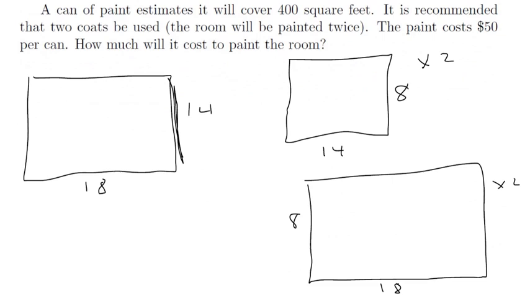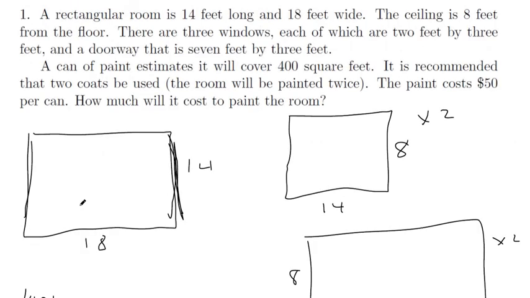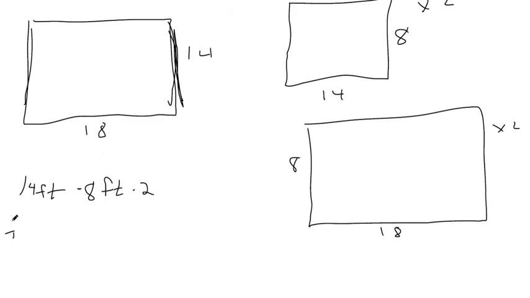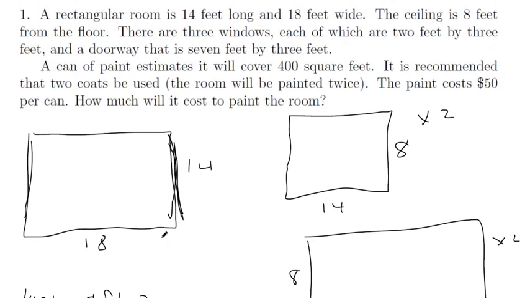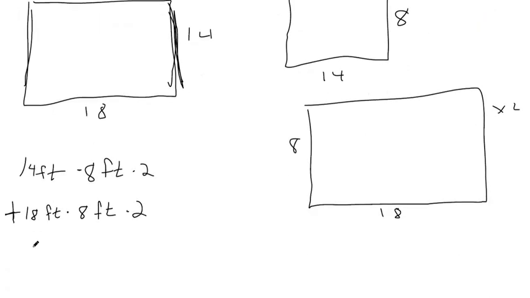Okay, so for these two walls, it's 14 feet times 8 feet times 2. That's the square footage for these two walls. And then we've got, is there a door? Yeah, there's a doorway. So the same thing with the doorway, we'll just subtract that out. Then we have these two walls that are 18 feet times 8 feet, and there's 2 of those. So this is the total square footage before we consider the windows and the doorways.